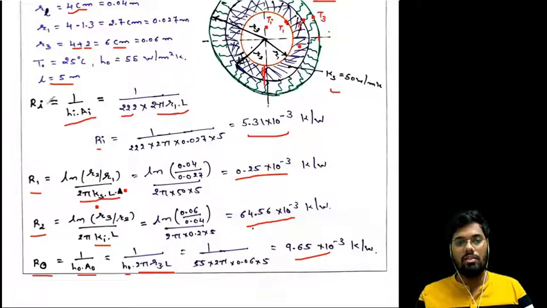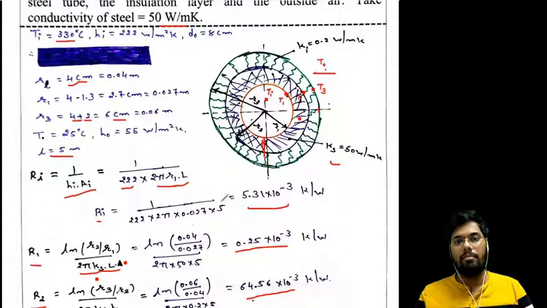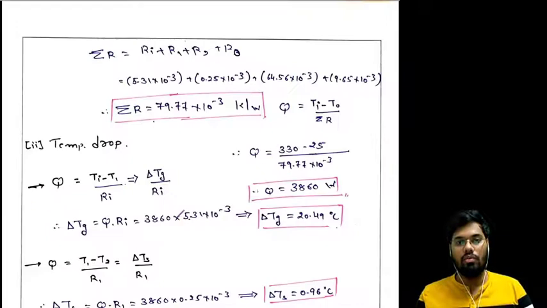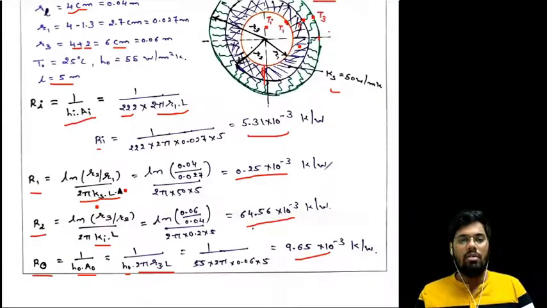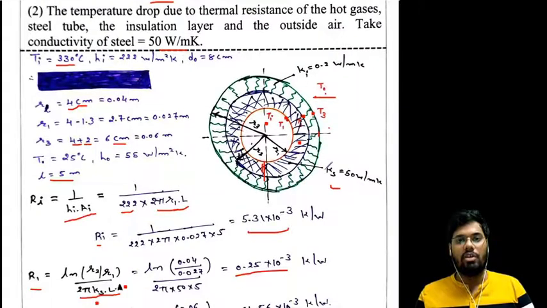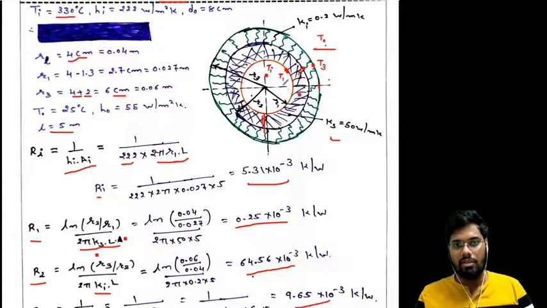So these four resistances are between Ti and To. To calculate the value of Q, we know the standard equation that Q is equal to Ti minus To upon all the resistances between Ti and To, that is, the summation of R. So by putting the values of Ti, To and summation R, we can easily calculate the heat transfer rate Q, which would be 3860 watt.